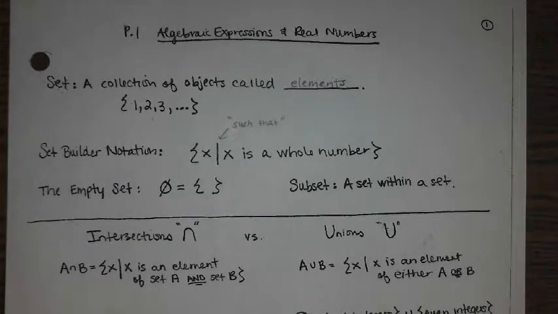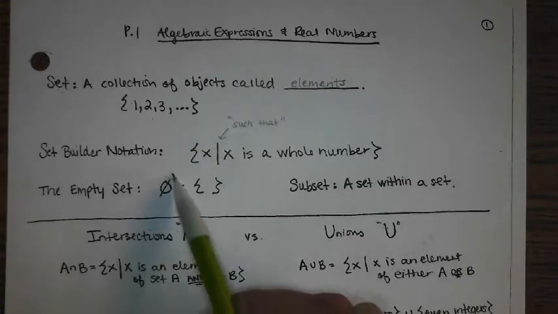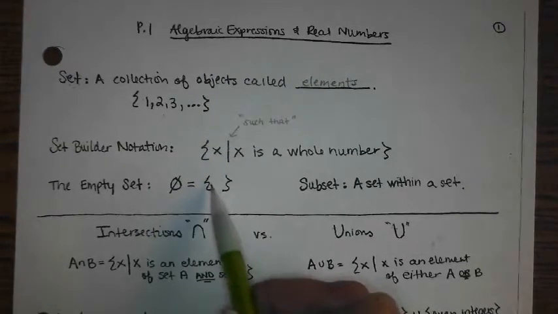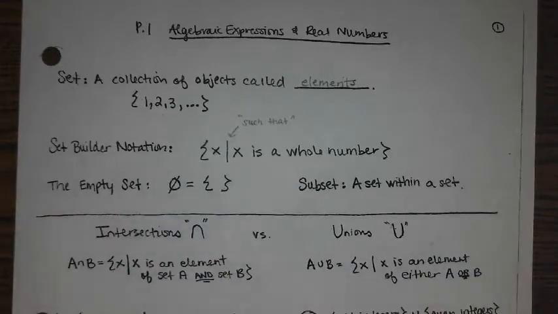The empty set, when there are no solutions, okay? Sometimes when there are no solutions, we just write a little zero with a slash through it. But what that means in set builder notation is a set of curly brackets with nothing in there. So it's just left completely blank. That in math is correct and interpreted as having no solutions or nothing in the set.